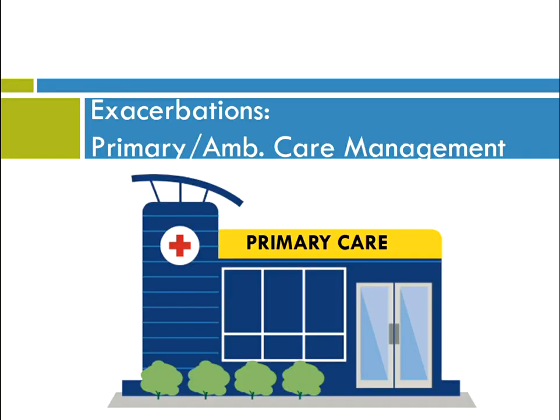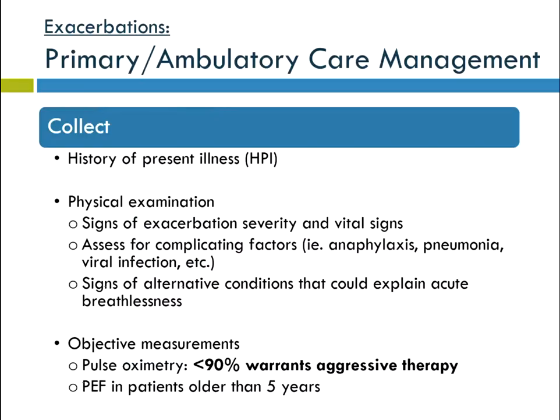All right, so primary and or ambulatory care management. So they don't have to go to the emergency department. They're going to save themselves a lot of money and time by showing up to one of these places first. Okay? So what do we need to collect? I want to be an ambulatory care pharmacist. I want to be a community pharmacist. This is for you. All my hospital pharmacists, this is also for you.